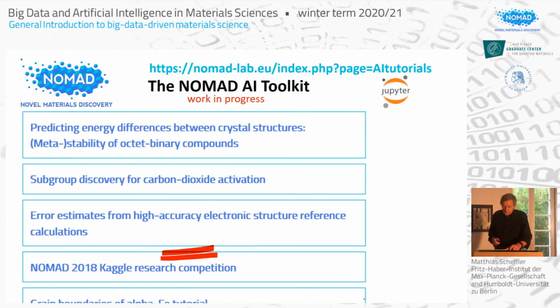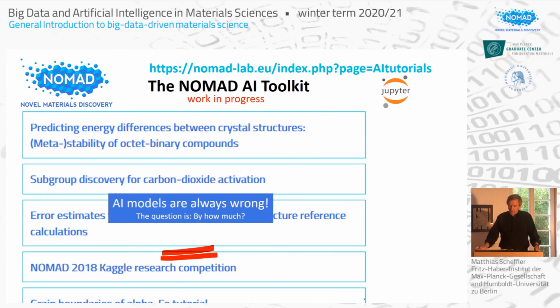I'd like to finish with a type of warning which says: AI models are always wrong. That is something you should really keep in mind. The question is by how much. If you do supervised learning and have enough data, you have the possibility to judge how wrong it is. Very often we don't have many data in materials science. That is another problem. And in unsupervised learning we never really know the quality.